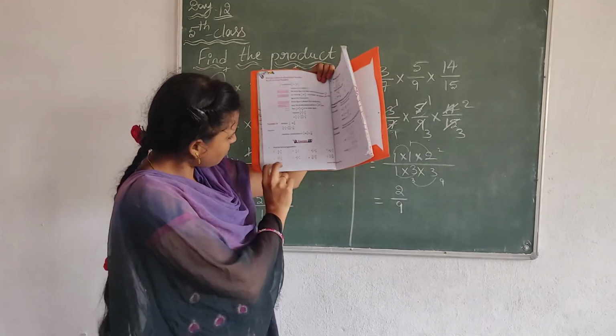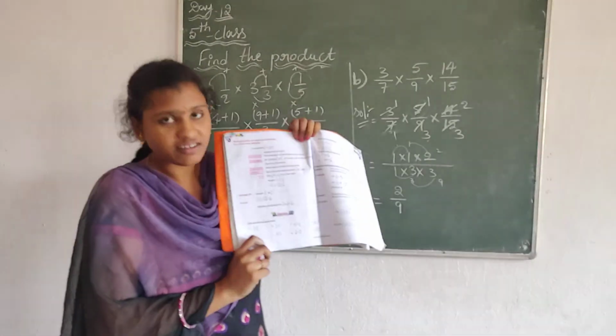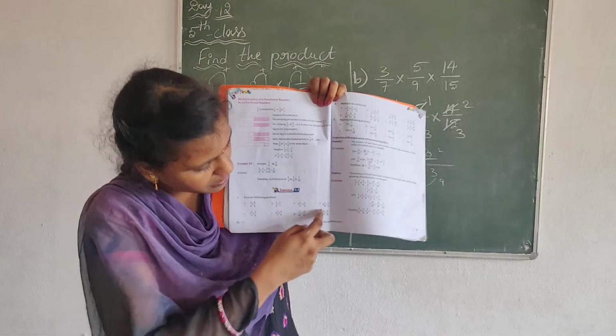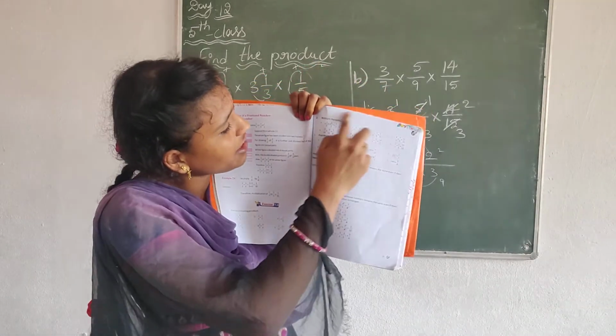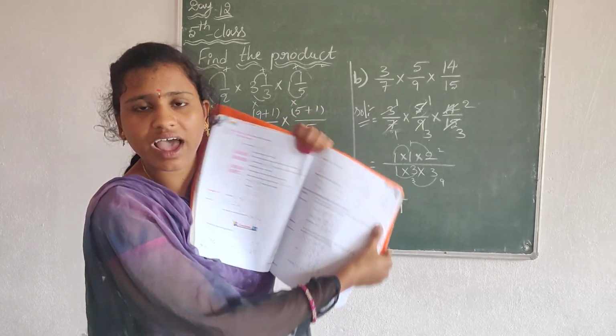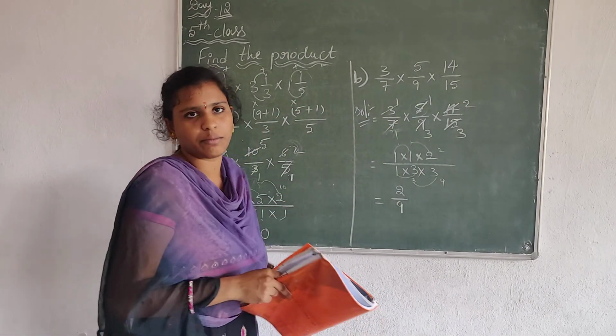All of you see, we have in our book, page 60, exercise 5.4. We have some sums in the lower part, and here also we have some sums. All of you note down these sums and do this type of sums.